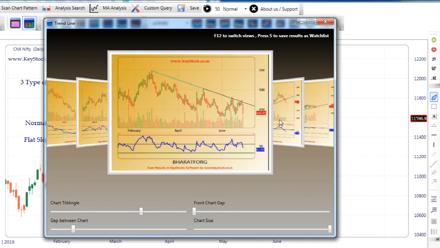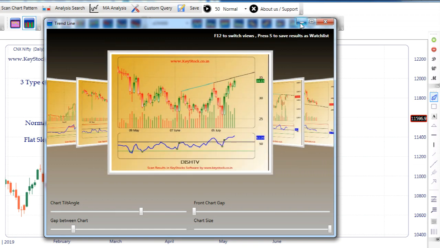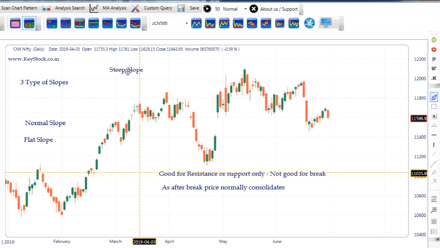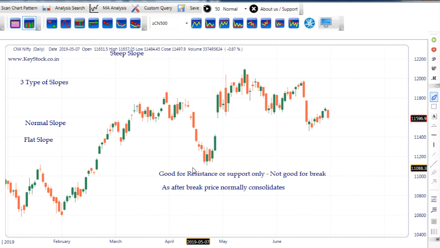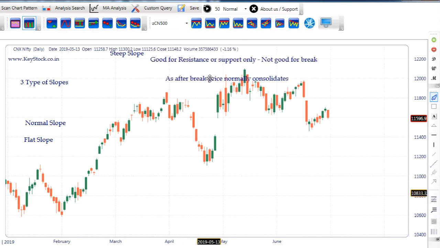Like we can see in Bharat Forge, the price faced resistance over here and went down, and the same is happening in the next swing high also, and the price is expected to go down. It is not so that price will always find resistance. Sometimes it breaks also, but in most cases, even if it breaks, the price tends to consolidate near the trend line. So it is best to avoid the break of these trend lines and trade only for resistance and support if the slope is very steep.